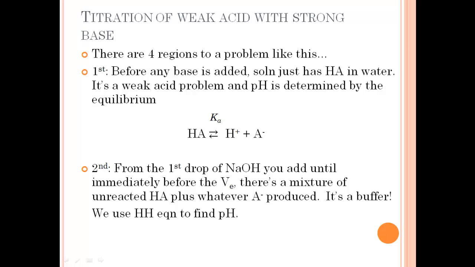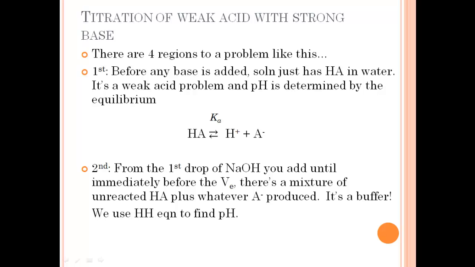This is going to be very tedious, so you have to really keep clear what section of the titration you're in if you're going to get this correct. So there's 4 regions to a problem like this. The first one is, of course, before any base is added. The solution just has HA in it, which is just a weak acid. It's a weak acid problem, and the pH is determined by the equilibrium that we've seen before for weak acid reactions.